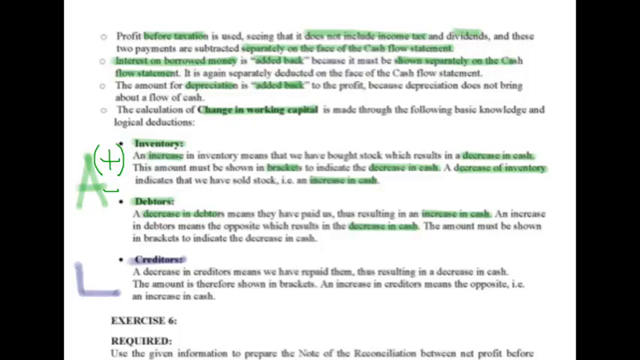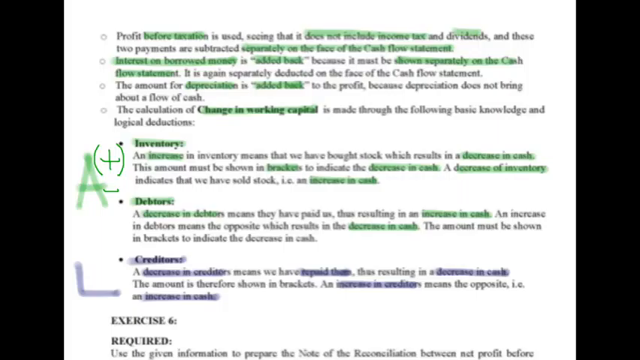Creditors is then the opposite. Creditors says the following. A decrease in creditors means that we have repaid them, thus resulting in a decrease in cash. The amount is therefore shown in brackets. An increase in creditors, however, means the opposite, and that means it's an increase in cash.